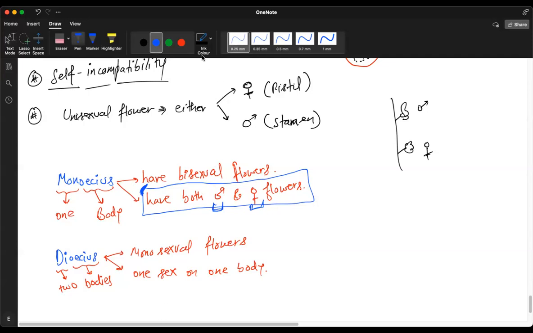Okay, perfect. So the answer was false. Pollination does not guarantee fertilization. Therefore, pollen pistil interaction is very important. And what happens in pollen pistil interaction?